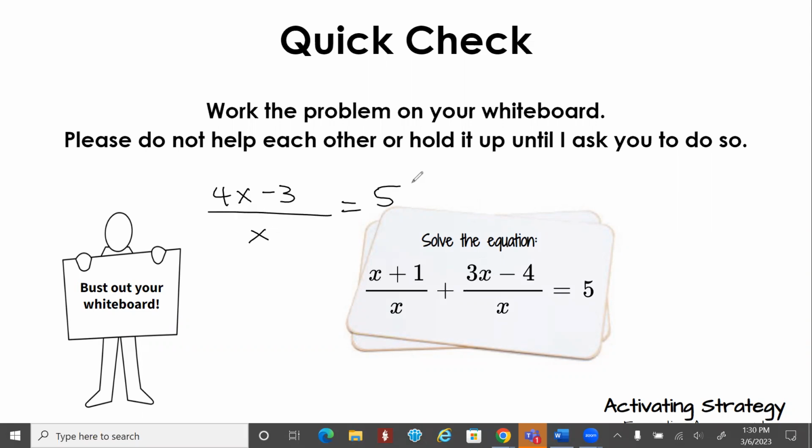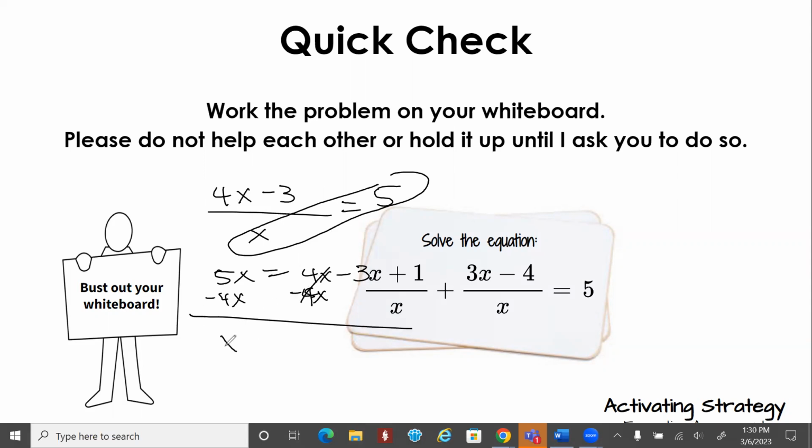Now that we have it set up like that, we're going to do the butterfly method. So x times 5 is going to give me 5x. 4x minus 3 times 1 is just going to give me 4x minus 3. I'm going to subtract 4 from both sides. And so that's going to give me x equals -3. If I plug the -3 into this equation, would I get anything undefined? No. So then it works.